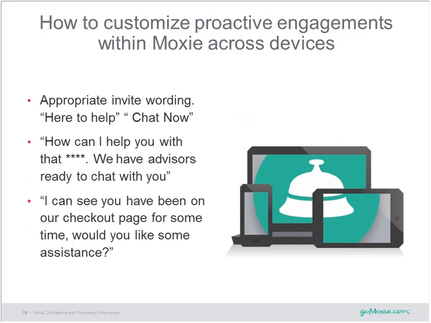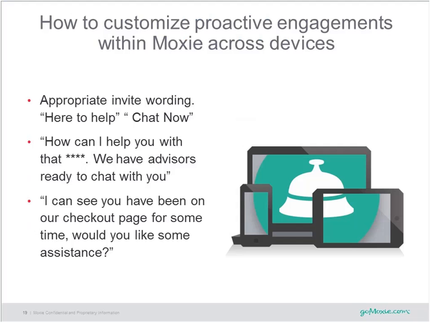I have a couple more slides left, but this is a synopsis of what I was just talking about. The first message I've got here is appropriate invite wording. Try not to use just, here to help, and chat now. It seems a lot more robotic, and the uptake that I've seen with just those words means customers see it as a bit more irritating. Instead, the next message down: how can I help you with that insurance form, or that banking form, or that camera? Try and be a bit more accurate with the messaging you're pushing out to your customers.